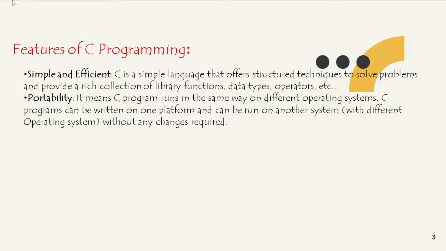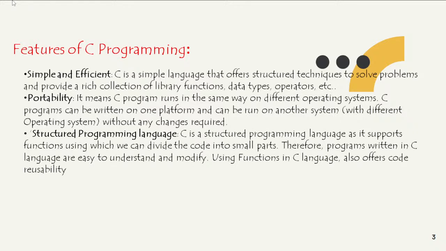So across all these different operating systems, without platform dependence, we can run it with small changes or without making any changes. Because of this, we can say C is a portable language. And the third feature is a structured programming language. We can observe that C is a structured programming language. It supports functions.